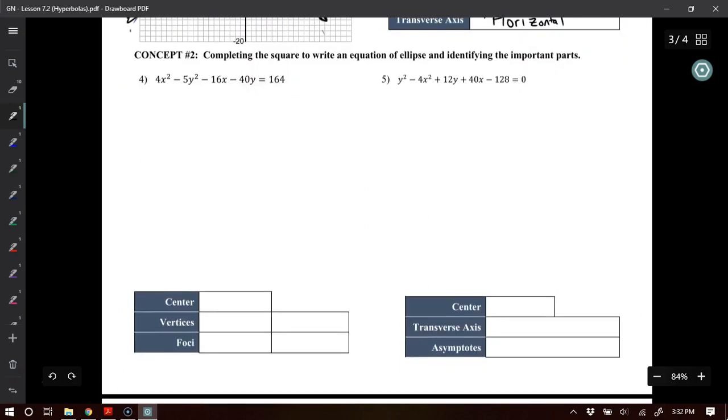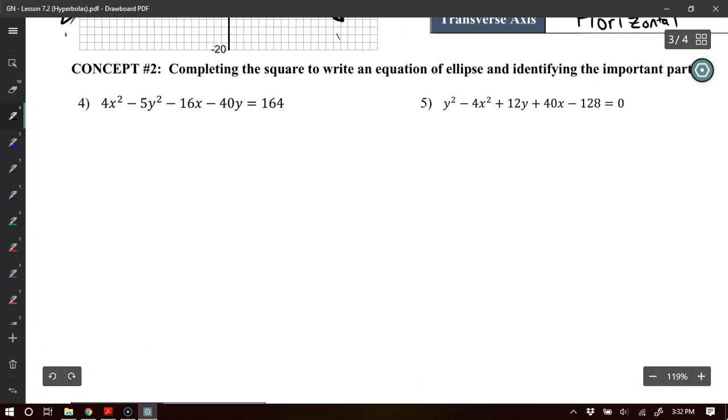Now concept two is completing the square. This one has a tricky part. If you want to know what problems to practice, it's this one. There's one reason why. We're going to do the same idea. We're going to group them together. So I have the 4x squared and the negative 16x, and I'm going to group together my y's, which is a negative 5y squared and negative 40y. So let's group those together first.